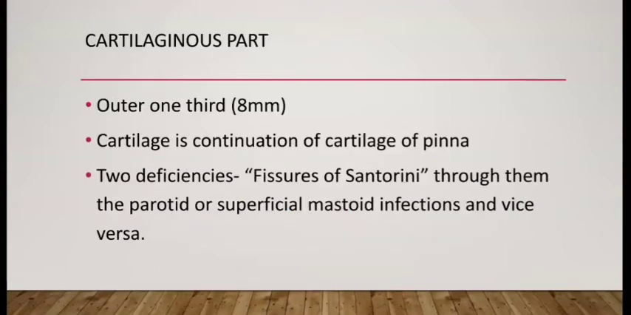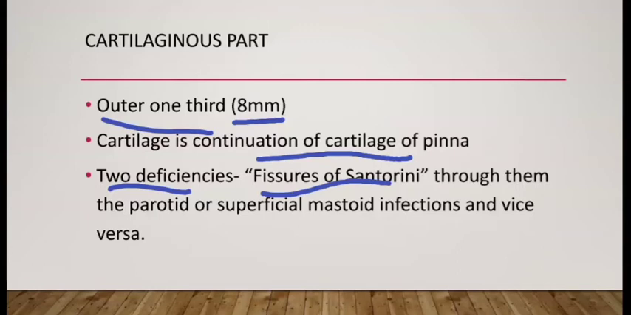Then the cartilaginous part is the outer 1/3 of the external acoustic canal. Its length is 8 mm, and the cartilage present in the cartilaginous part is a continuation of the cartilage of the pinna. The cartilaginous part has two deficiencies which are known as fissures of Santorini. Through them, parotid or superficial infections can come to the cartilaginous part, or infections from the cartilaginous part can go to the parotid gland.